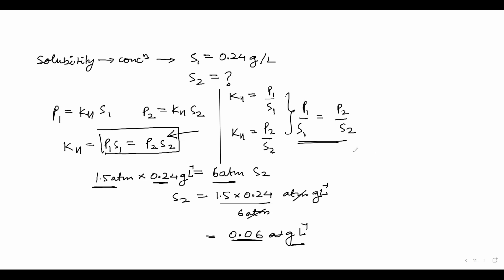I can write this as, what is the pressure one? Pressure one is 1.5 atm. And the solubility is what? S1 is 0.24 grams. Wait a second. Now this is P2, 6 atm, upon S2. So S2 will be equal to 6 atm upon 1.5 into 0.24.